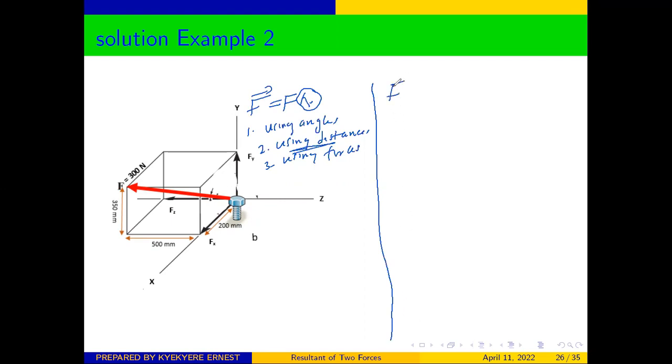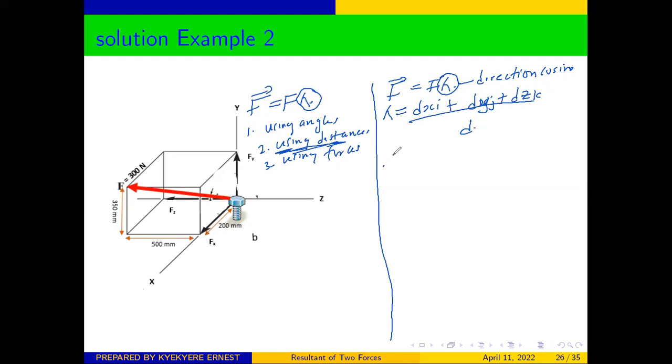We know that our F is equal to F lambda. And when you want to get the direction cosine, this is the direction cosine, because it indicates the direction of the force. So if you want to get our lambda, which is the direction cosine, using distances, then our formula is going to be lambda equals the distance in the x-axis, the xi, plus the distance in the y-axis, which is the yj, plus the distance in the z-axis, which is the zk, all over d.